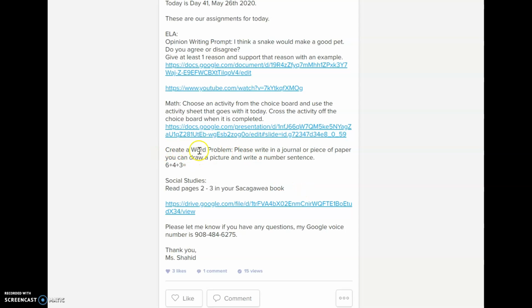Oh, we have this create a word problem in math. So in your journal, this is what you have to do. You have to draw a picture and write a number sentence. So they gave you a number sentence, 6 plus 4 plus 3 equals blank. Some of you are just solving the problem. Remember, we have to write a story.